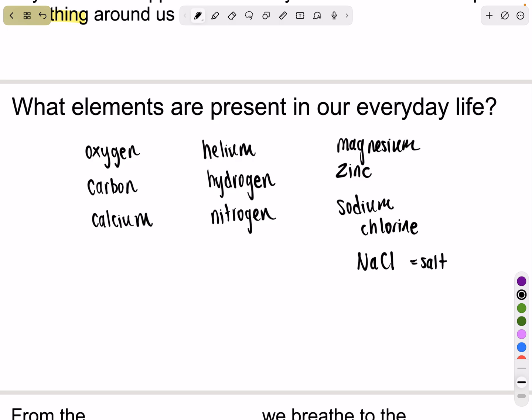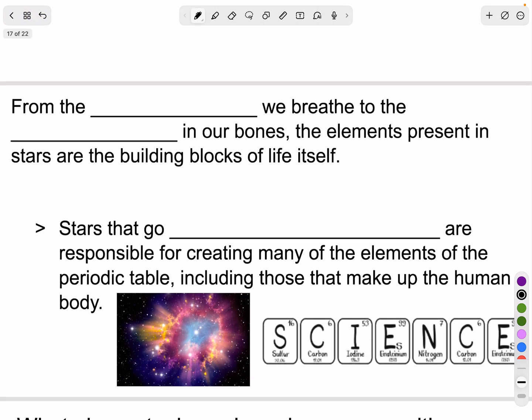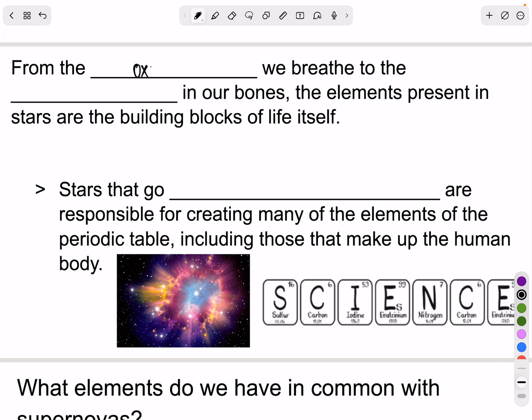So when we talk about stellar evolution, we're going to be talking about all of the elements that are present during the life cycle of a star and the ones that are in the birth and in the death. Because, from the oxygen we breathe to the calcium in our bones, the elements present in stars are the building blocks of life itself. Which is why it is so cool that stars that go supernova are responsible for creating many of the elements of the periodic table, including those that make up the human body.